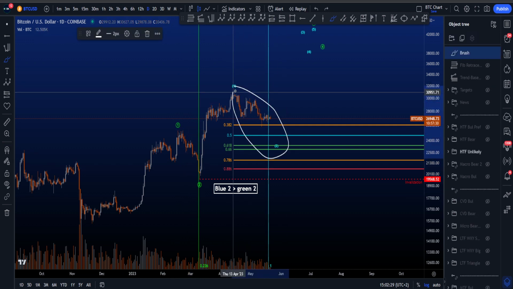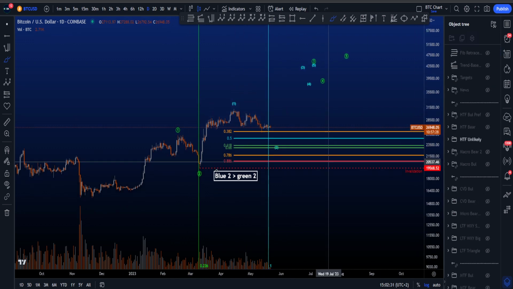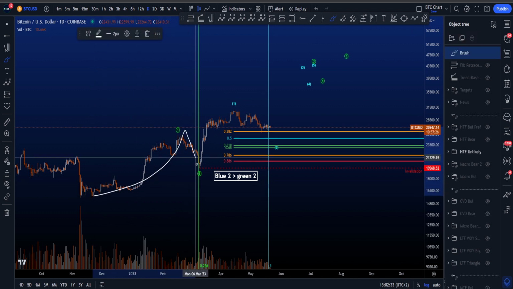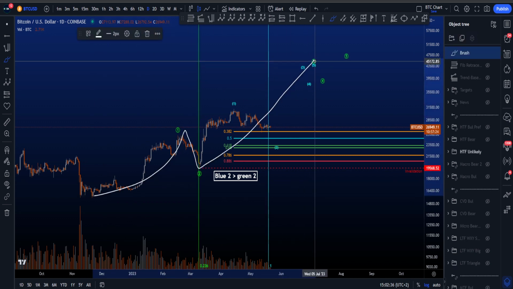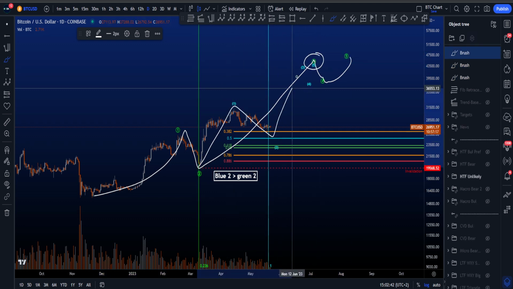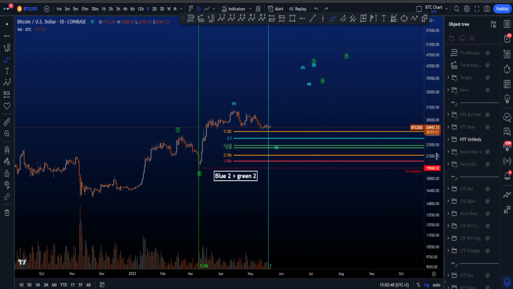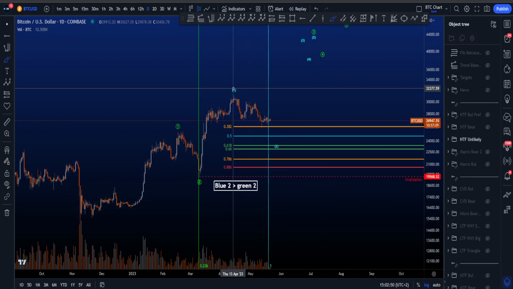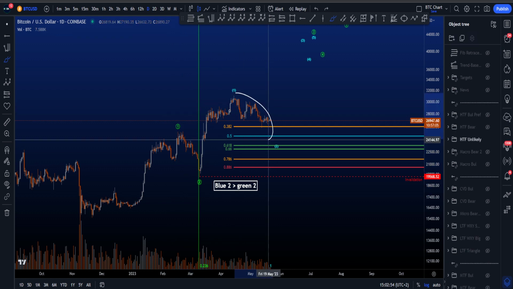However, this blue wave 2 is of a lower degree, because we talk about the green wave being a 1, 2, then we have the green 3, green 4, green 5, and then inside the green 3, we have a 1, 2, 3, 4, 5 in blue, meaning the green count is the higher degree count and the blue count is the lower degree count. And usually a lower degree wave 2 should be shorter than the higher degree wave 2, but that is not the case. So that makes this scenario quite unlikely.